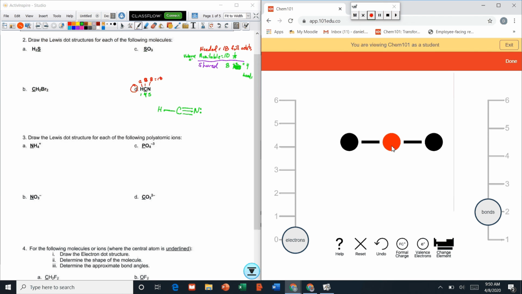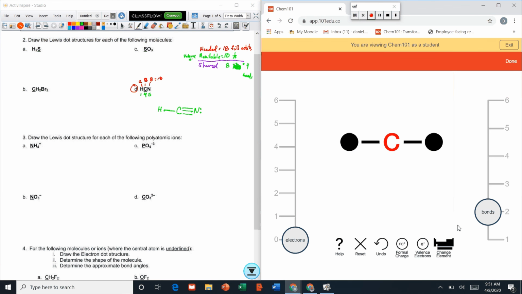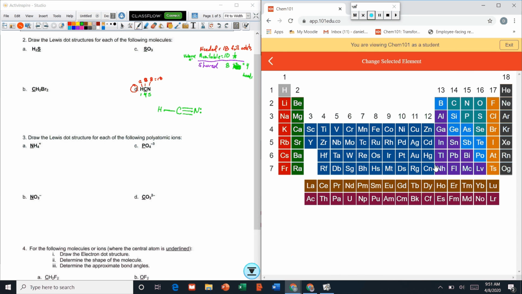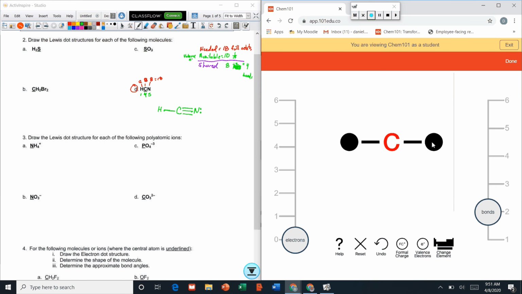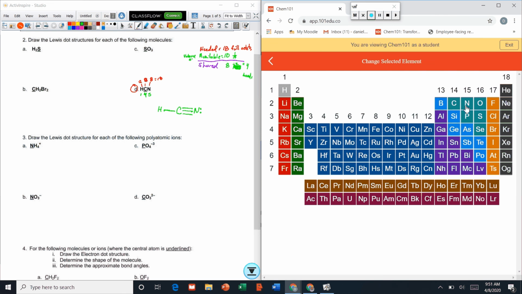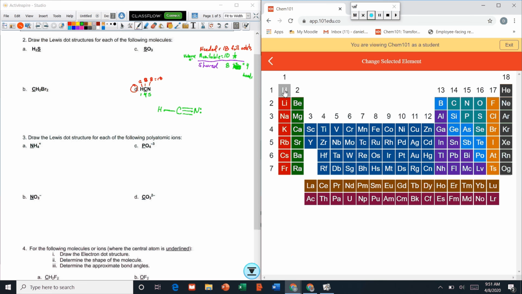All right, now to get the right elements, I don't want to just have the dots. I'm going to click on my center dot, and then click on this little periodic table looking thing down here. I said that carbon was my central element. Carbon's my central element. I put nitrogen on this side, and it doesn't matter which side you put nitrogen and hydrogen on. You just need to make sure that they are on the outsides.